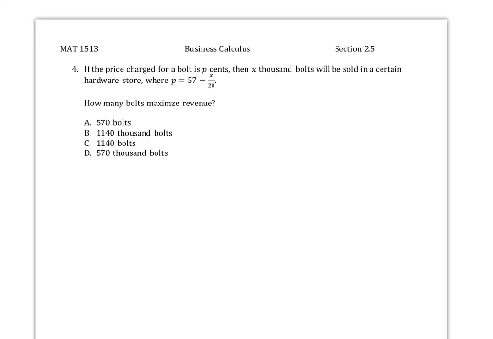So if the price charged for a bolt is p cents, then x thousand bolts will be sold in a certain hardware store where p, where price, is 57 minus x over 20. And this question's a little bit different. So appreciate the simplicity of all of that. It's just asking about the maximum revenue, not maximum profit. Didn't give me any sort of a profit function, just about maximum revenue.